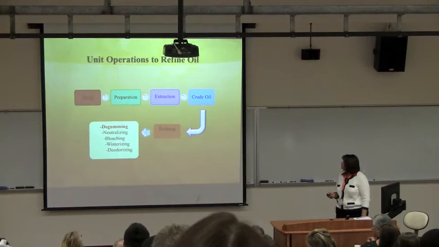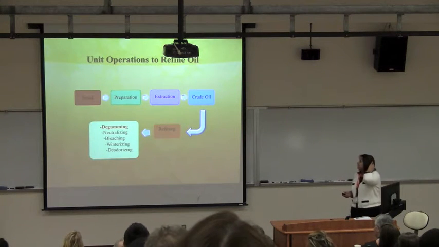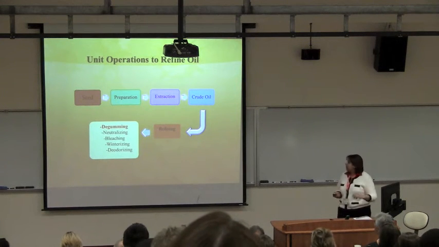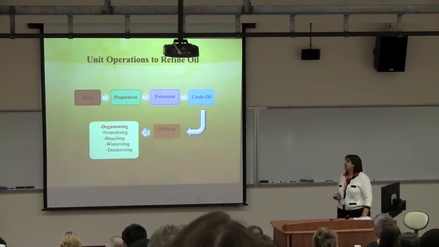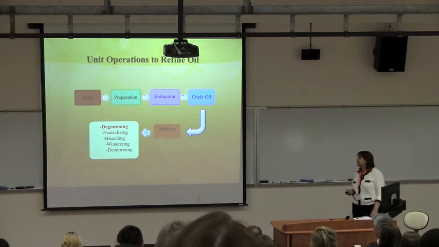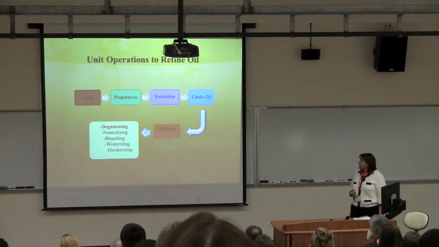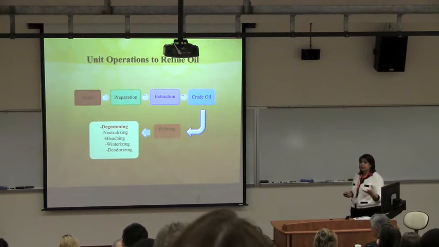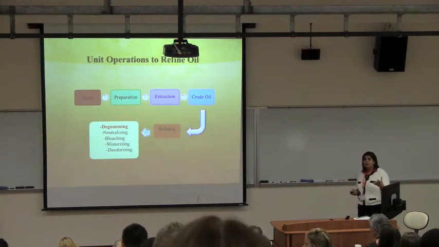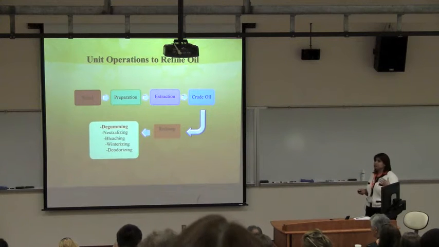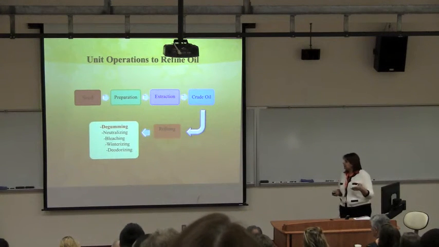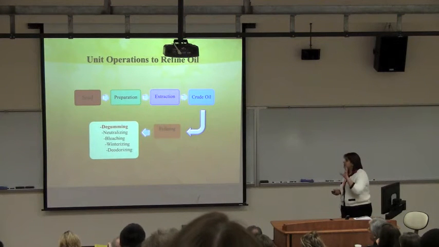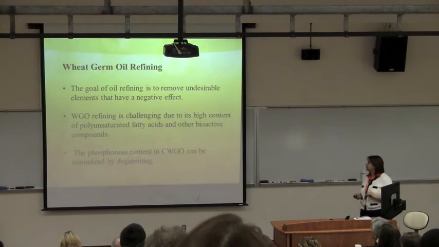For oil refining, we take the seed, and after seed preparation, we do extraction with different methods: mechanical extraction, solvent extraction, or supercritical extraction, to get the crude oil. After we get the crude oil, we need to refine it with different processes: degumming, neutralization, bleaching, winterization, and deodorization. We are focused on the degumming process.